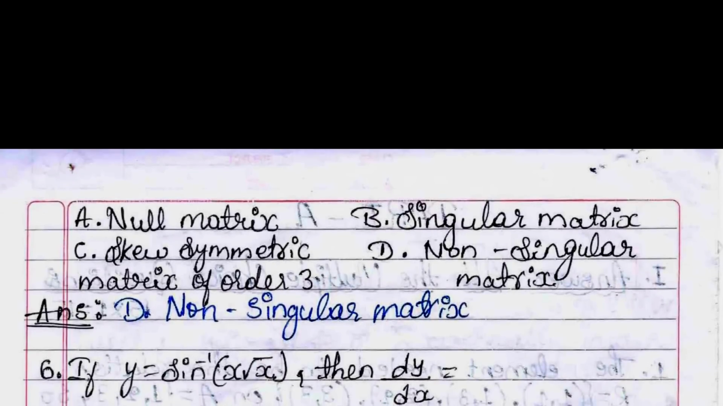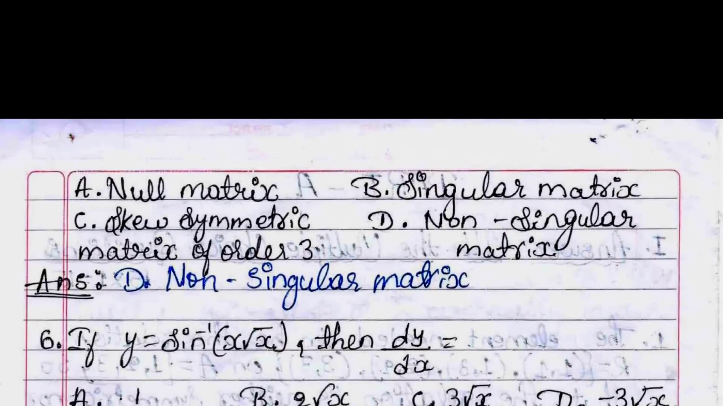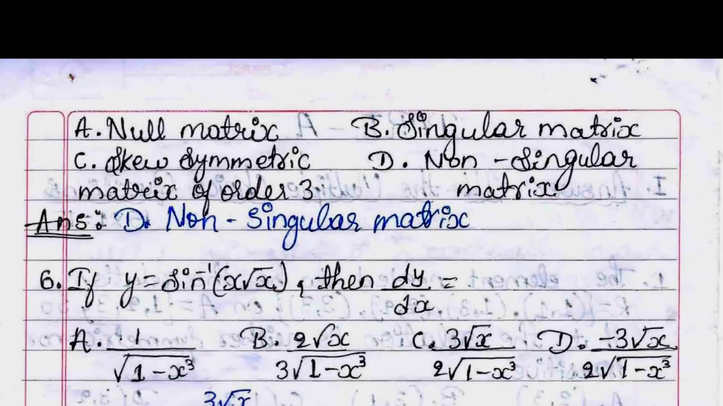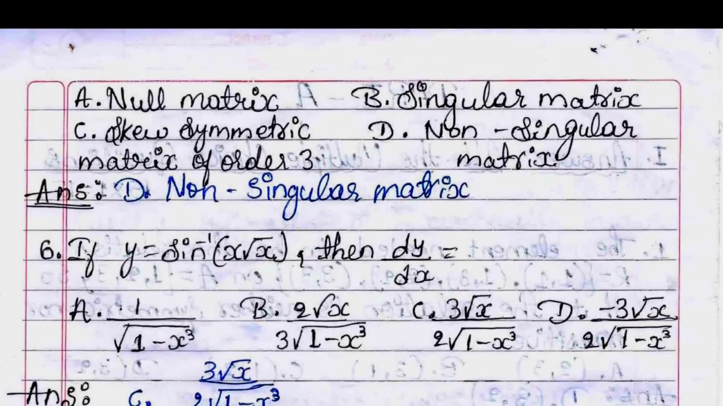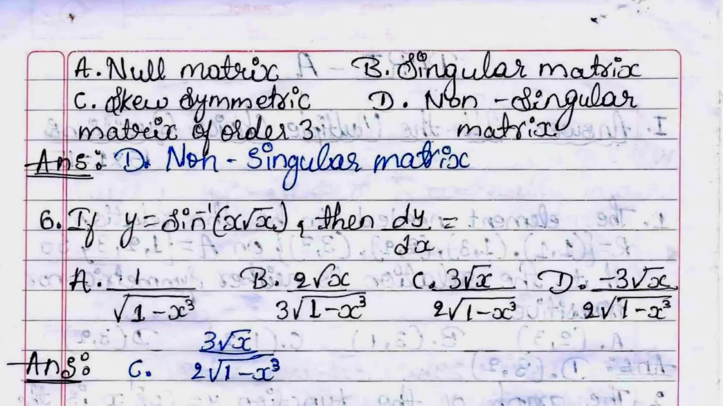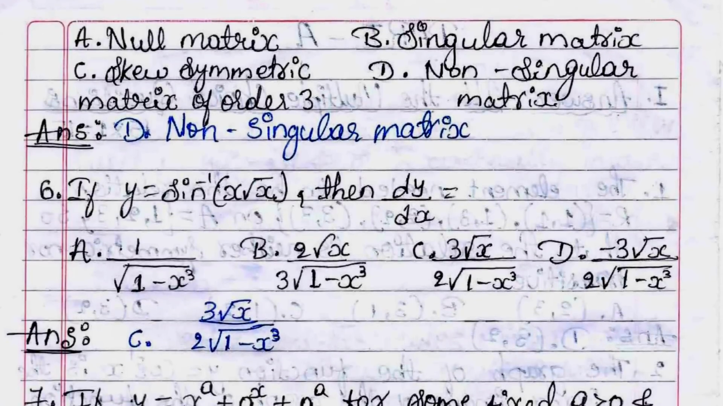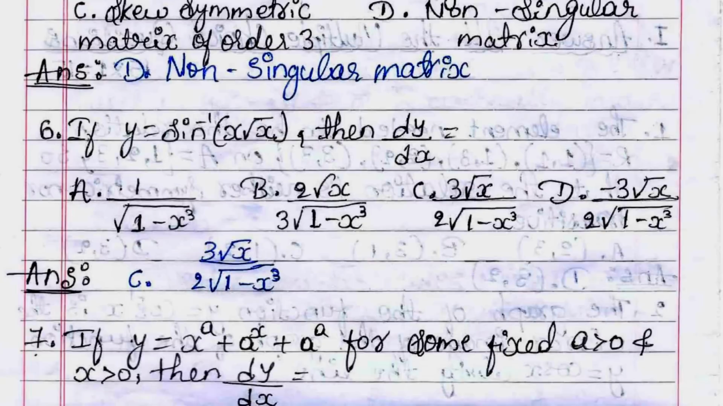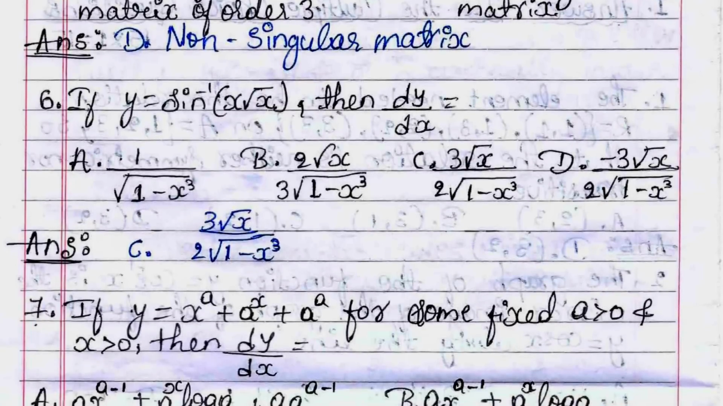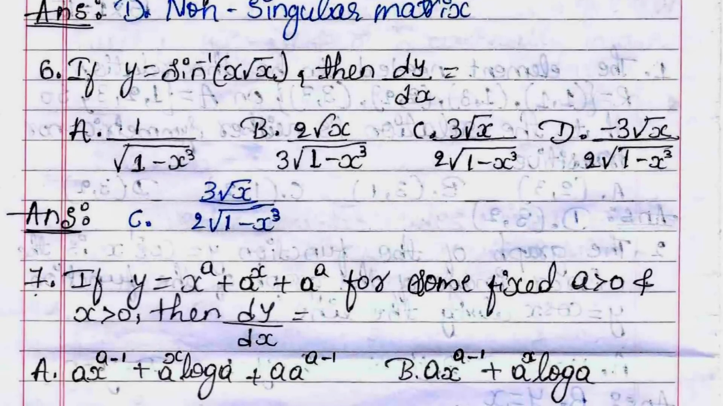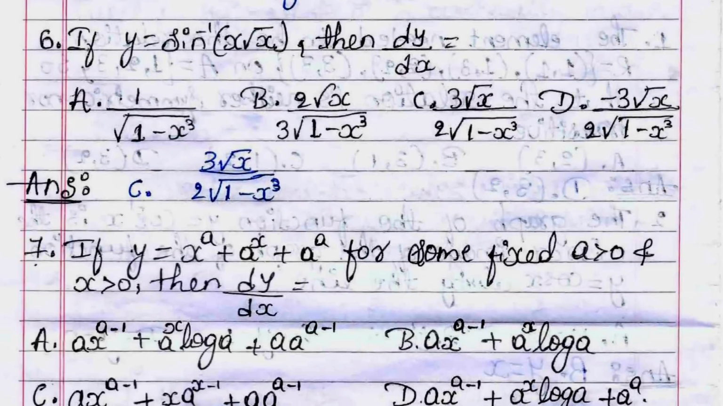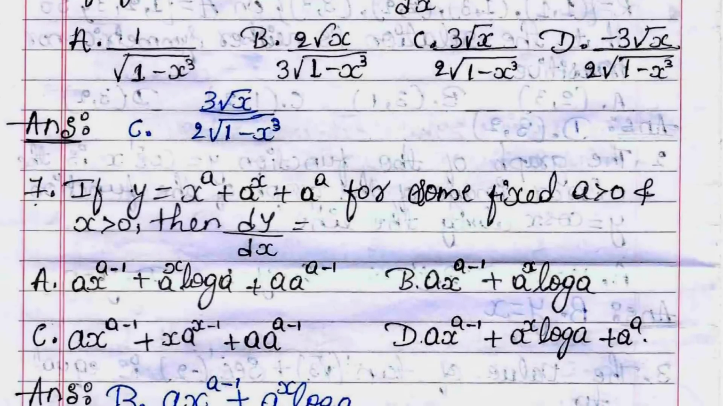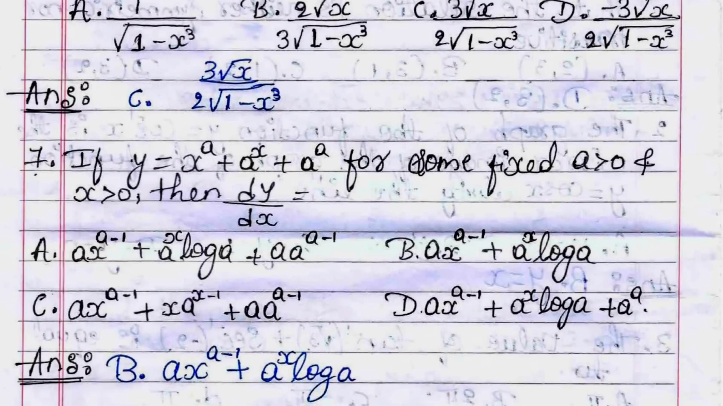Sixth, if y = sine inverse of x root x, then dy by dx is equal to: A 1 by root 1 minus x cube, B 2 root x by 3 root 1 minus x cube, C 3 root x by 2 root 1 minus x cube, D minus 3 root x by 2 root 1 minus x cube. The answer is C, 3 root x by 2 root 1 minus x cube.